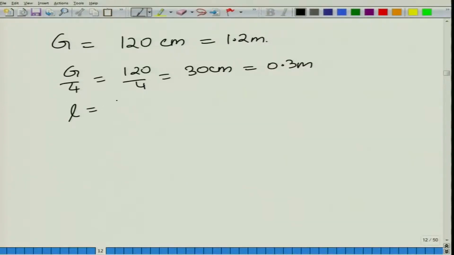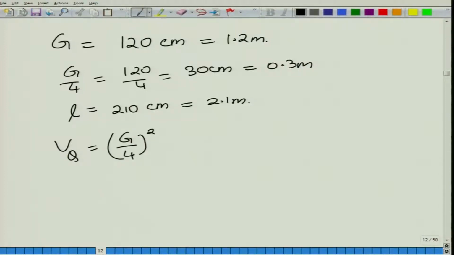The length of the log is given to be 210 centimeters, which is 2.1 meters. The volume by the quarter girth formula is given by (G by 4) square into L. So, it is 0.3 into 0.3 into 2.1, which we get as 0.189 cubic meter.